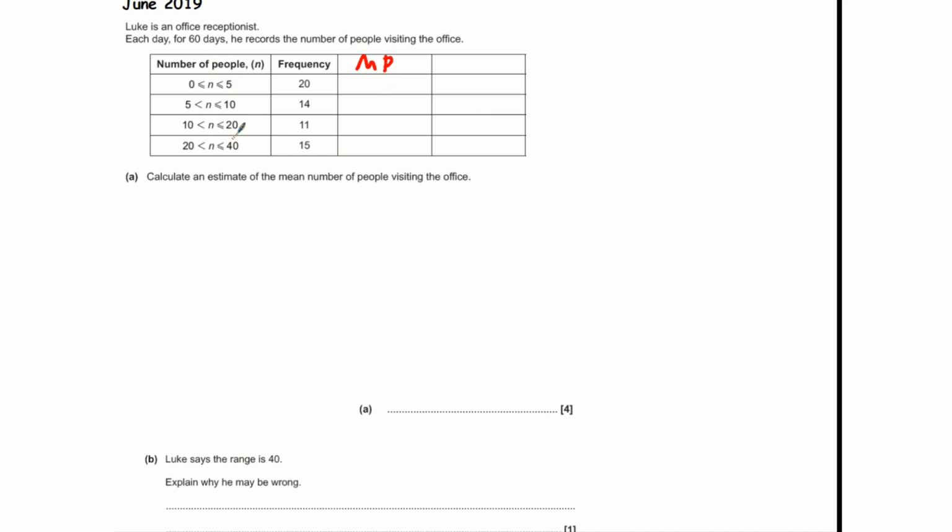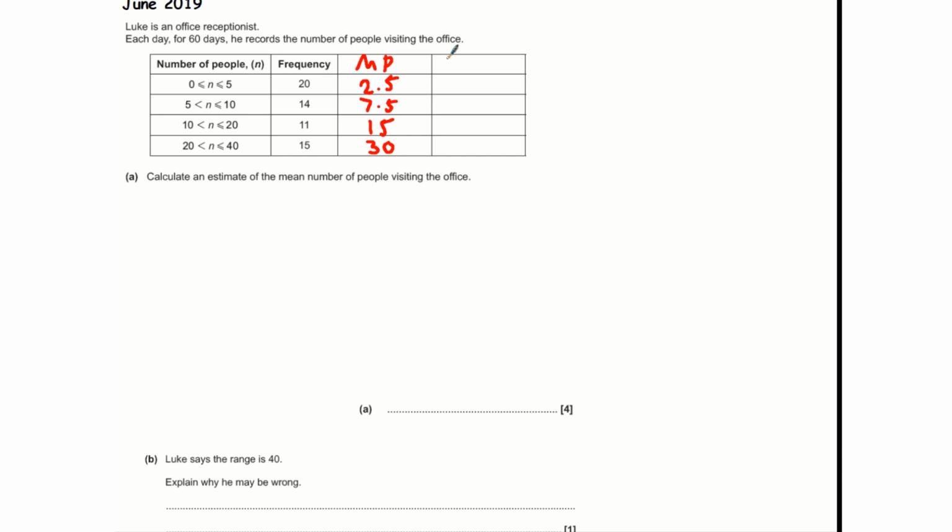So it gives an estimate about how many people are in each of these groups and how many people are in the frequency. The midpoint of 0 and 5 is 2.5. Midpoint of 5 and 10 is 7.5. The midpoint of 10 and 20 is 15. And the midpoint of 20 and 40 is 30. So here are our midpoints. And I know that on 20 of the days, between 0 and 5 people visited, and we've guessed in that group 2.5. This is an estimate of the amount of people that were there on 20 of the days.